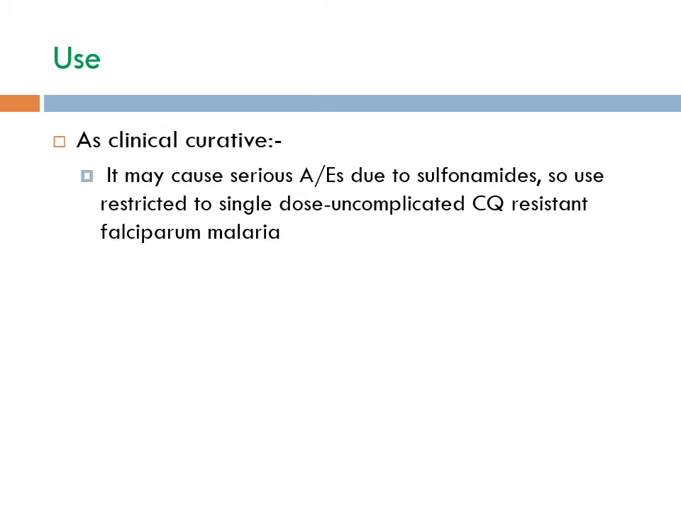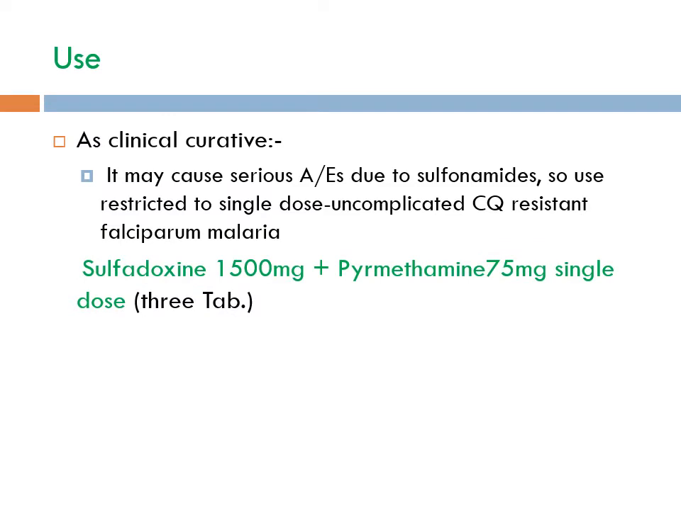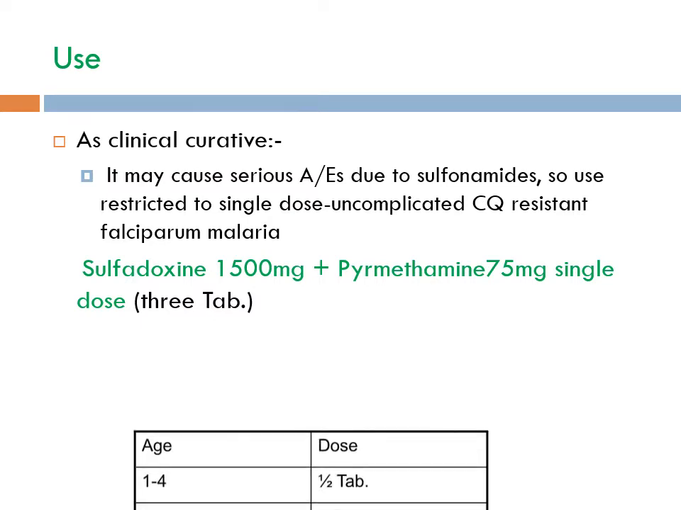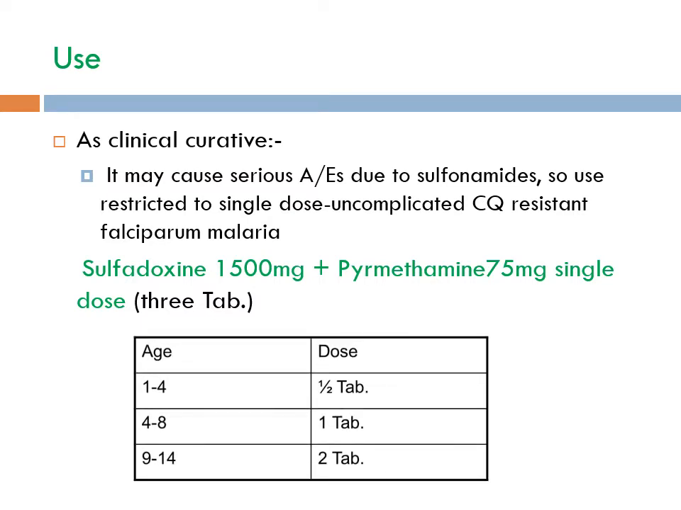As a clinical curative, it may cause serious adverse effect due to sulfonamide component like exfoliative dermatitis or Stevens-Johnson syndrome. So use is restricted to single dose and it is given in uncomplicated chloroquine resistant P. falciparum malaria. The single dose given is sulfadoxine 1500 mg and pyrimethamine 75 mg. 3 tablets are given, so individually sulfadoxine 500 mg tablet and pyrimethamine 25 mg tablet. In the children, according to the age, the dose of the combination is modified.